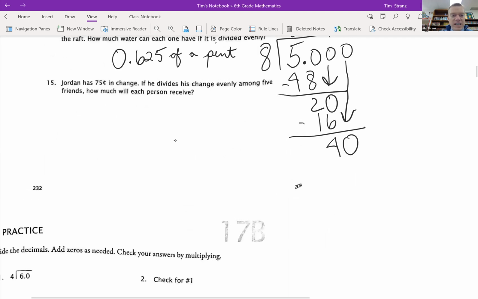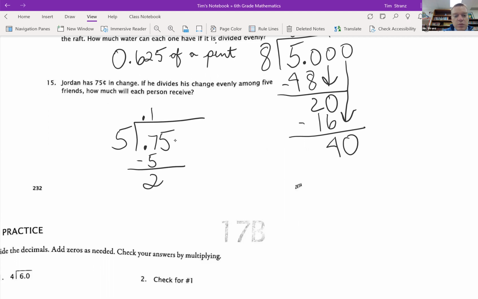Jordan has 75 cents in change. If he divides his change evenly among 5 friends, how much will each person have? Wow, they're going to be rich. Okay, so 75 cents. You're going to divide that among 5 people. Okay, 5 goes into 7 one time. Subtract that. Bring down your 5. 5 goes into that 5 times. So each person gets a huge 15 cents. Man, how are they going to spend all that? So each person gets 15 cents.